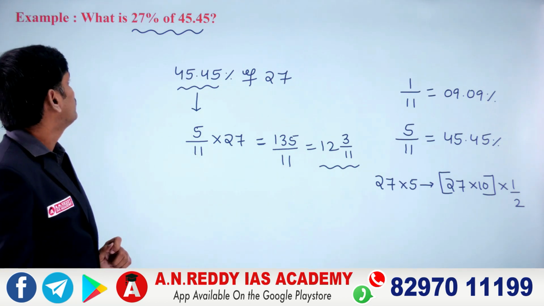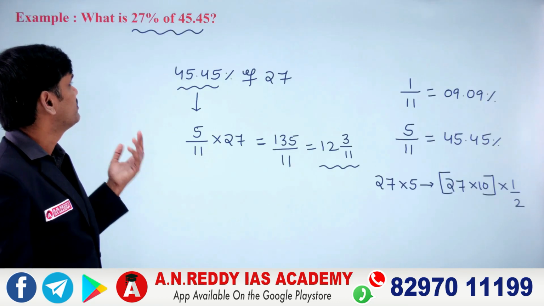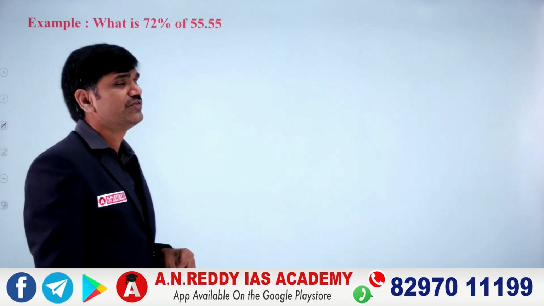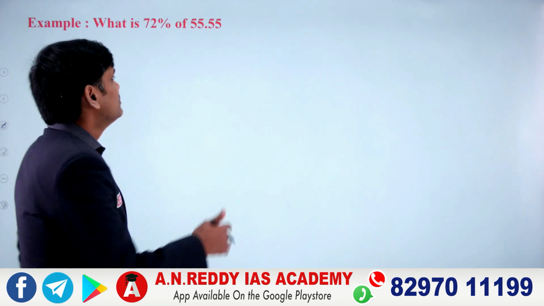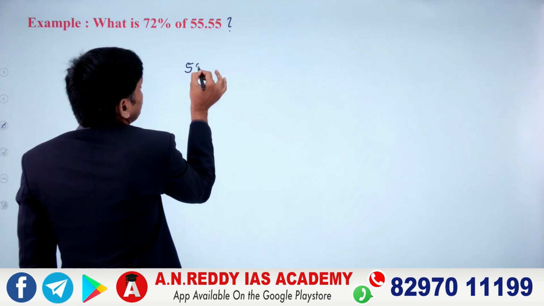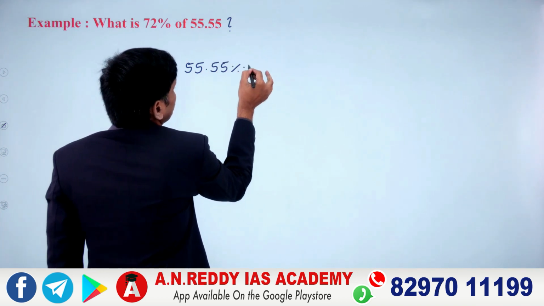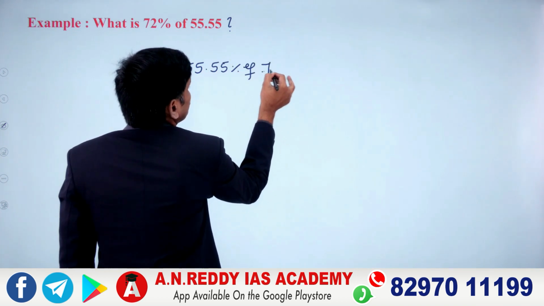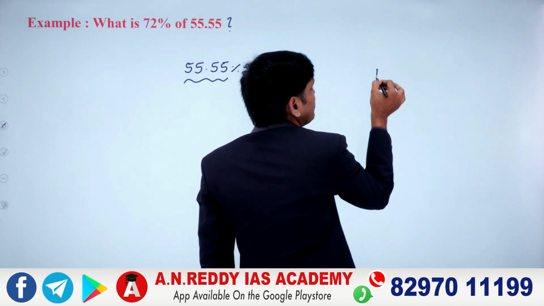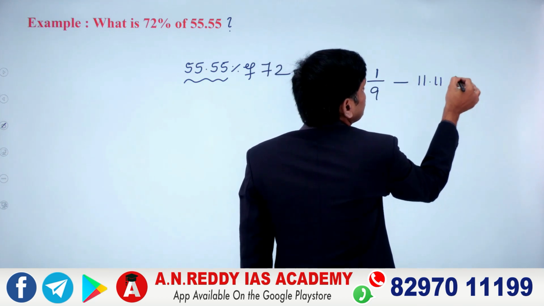Now going ahead further, what is 27% of 45.45? Same question is being repeated here. Next, 72% of 55.55. So here again decimal you have, and you know 55.55% fractional equivalent, because this is 11th table, na? So 55.55% of 72 I can say, as this is 11th table, so that will be equal to 1 by 9. 1 by 9 will give you 11th table. This is what we know.